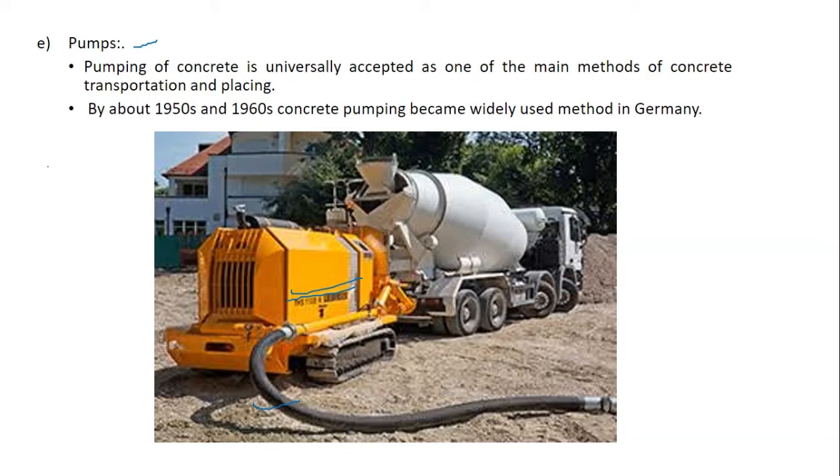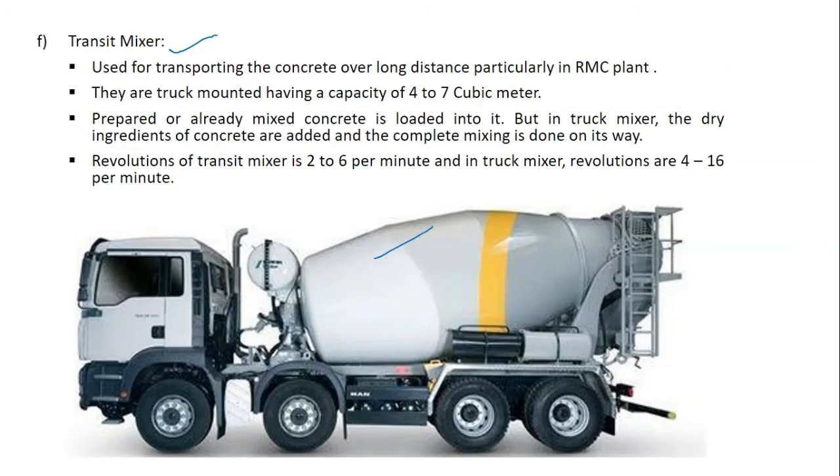This is a mixer drum that rotates at a particular speed. As you can see, the revolutions of a transit mixer are 2 to 3 per minute. It completes 2 to 6 revolutions in one minute. But there are truck mixers also. On the way they are going to mix the concrete, so that has to rotate at a higher speed, right? So that rotates at 4 to 16. This transit mixer and truck mixer are different.